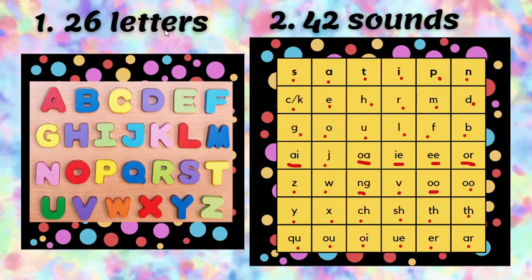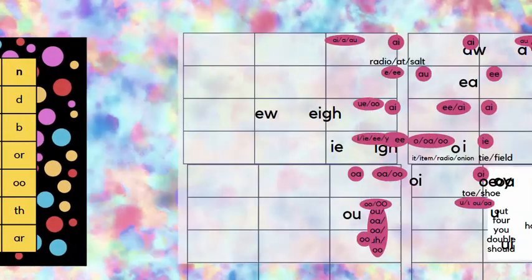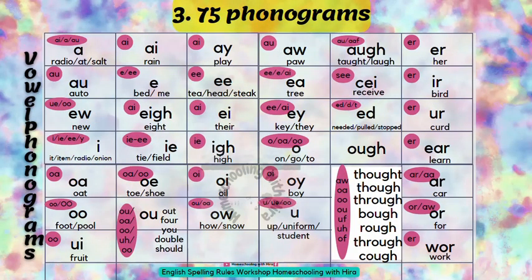Now we know our 26 letters, we know our 42 sounds. It is time to see the 75 phonograms. So this is the table of the 75 phonograms, and here you can only see the vowel phonograms. Now what are the vowel phonograms? Vowel phonograms means that these are different letter combinations that can make the vowel sounds. For example, a single A can make the long A sound, short A sound, and O sound.